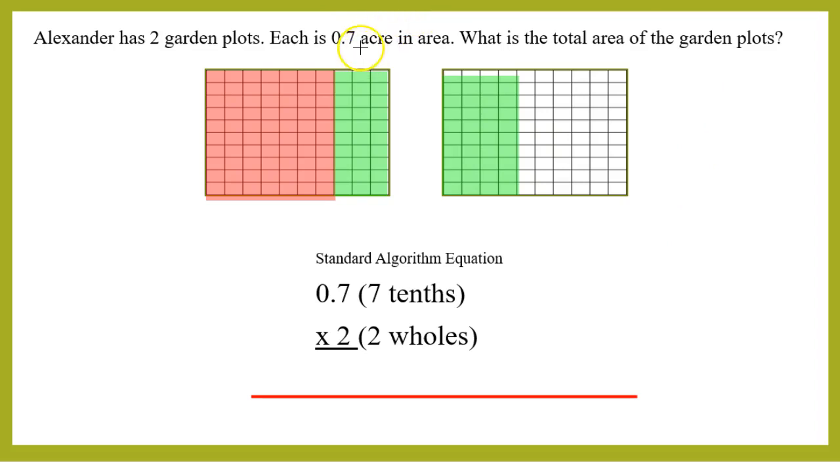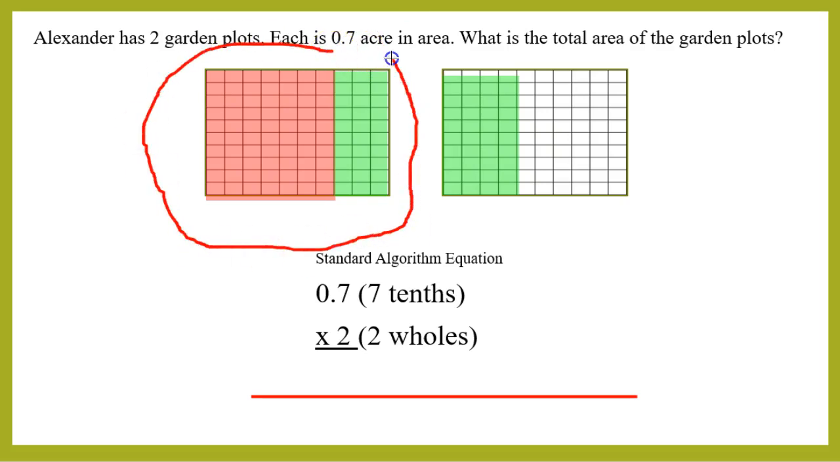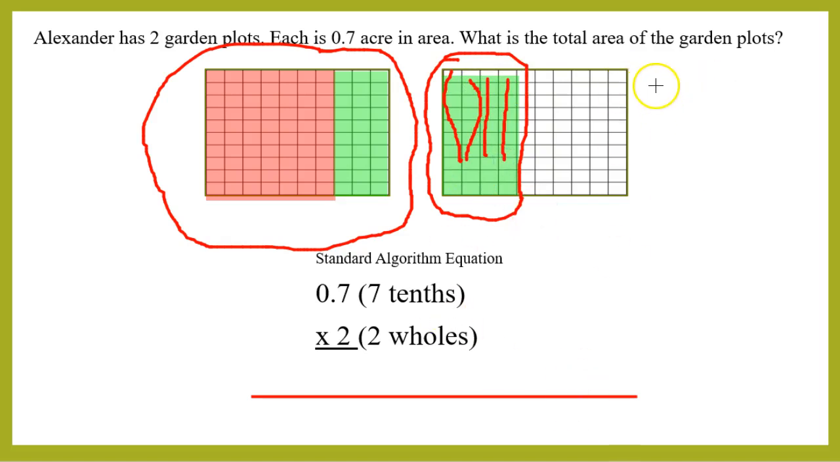Now to total them up, you can see that we have 1 whole of our hundredths grid shaded in. Over here on our second hundredths grid, we have 4/10 shaded in. 1, 2, 3, 4. So we have 1 whole and 4/10 shaded in.